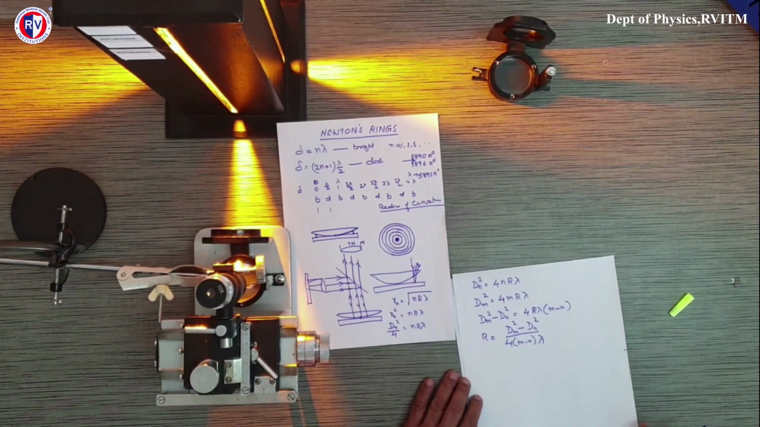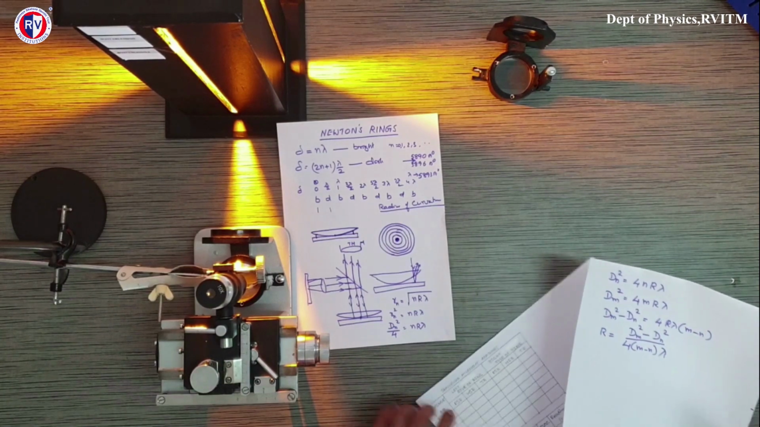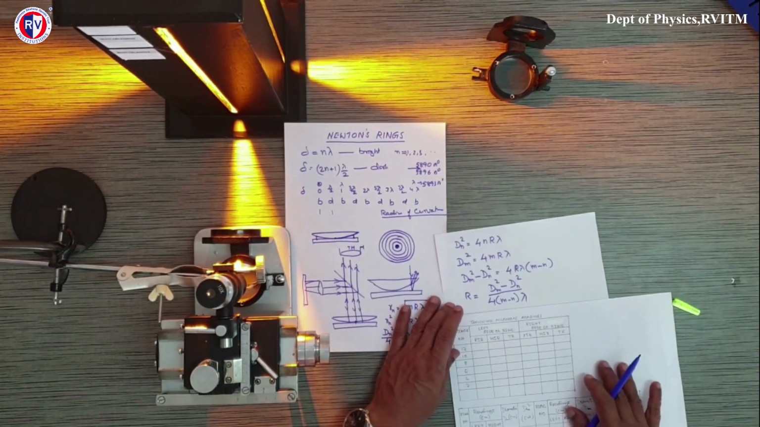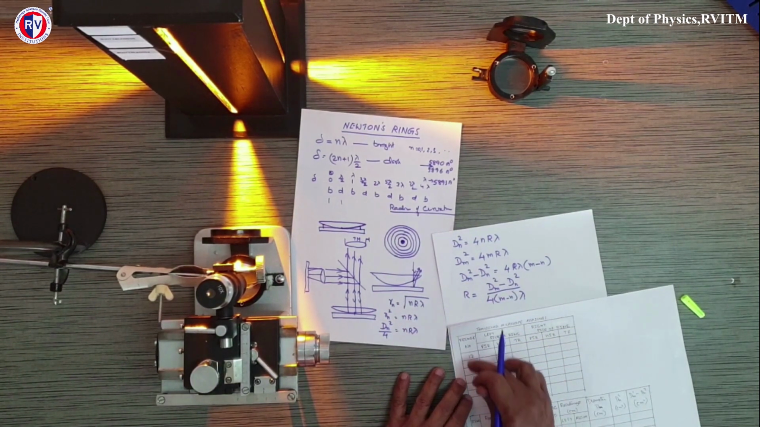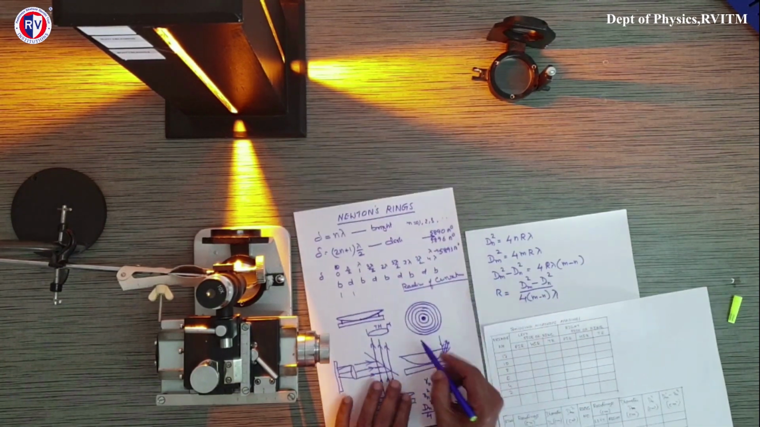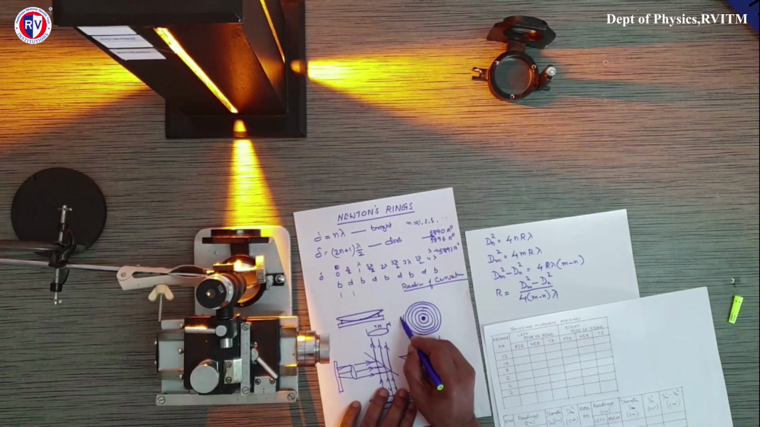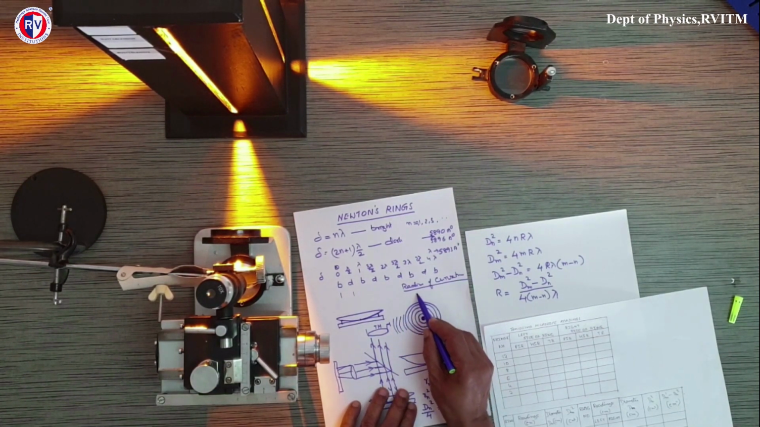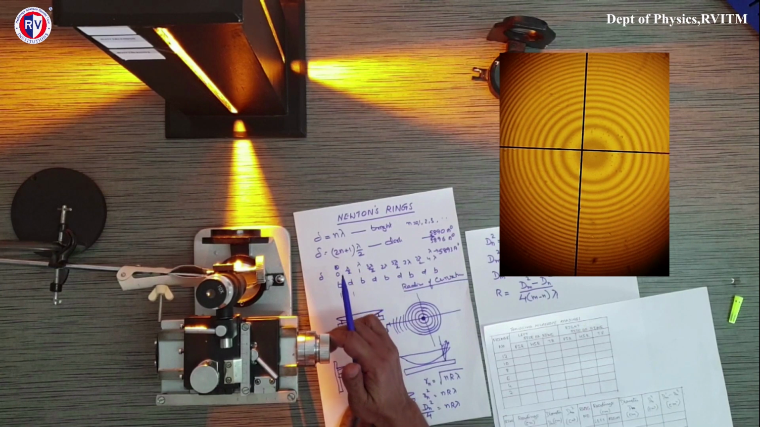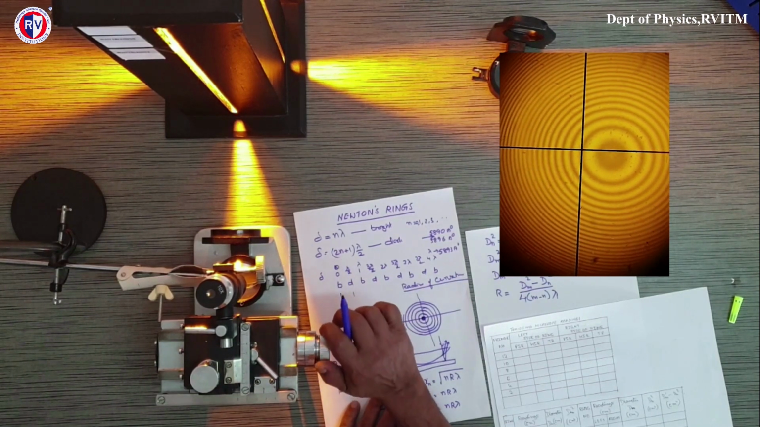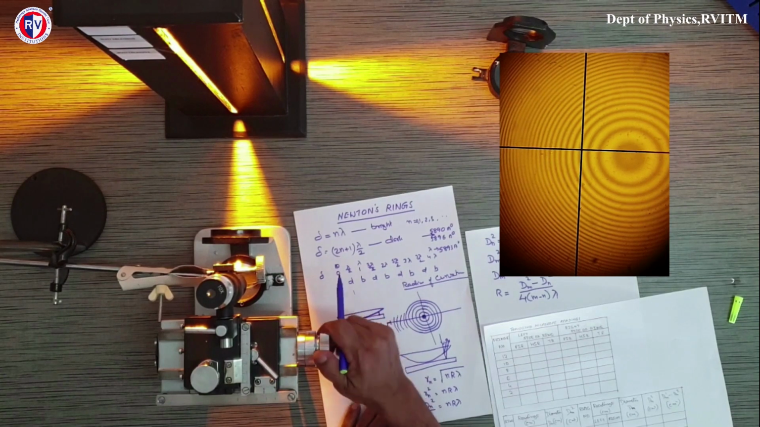Now to measure the diameter, we can go for a tabular column, something like this, for the ring number. To get a more accurate value, the number of trials has to be increased. So we can start from, say, 12. If I see the rings this way, I can go to the 12th ring. Initially I will set the crosswire exactly at the center of the ring system. Counting the rings, I can rotate this slowly, and when I rotate it, I can move the rings towards one side.